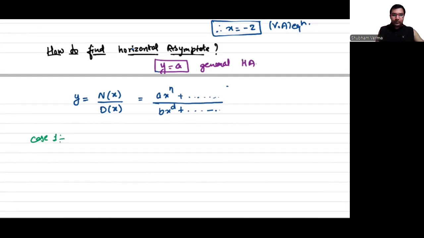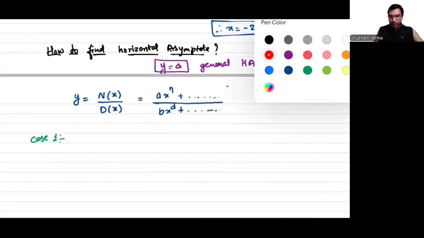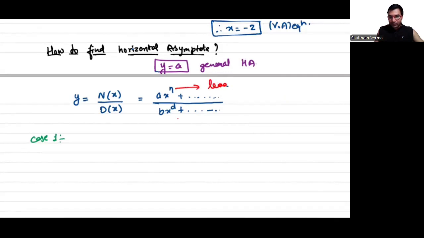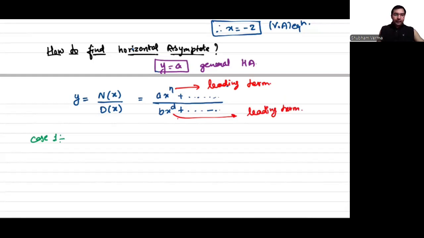Case 1, right? Now, what is the leading term here? The leading term is this. So let me mention these things. This is called my leading term. And what is the leading term in the denominator? bx to the power d. All right. Now, case 1 is when we have the powers equal, that means the degree. What is n? n is called the degree of the numerator, and d is called the degree of the leading term of the denominator.